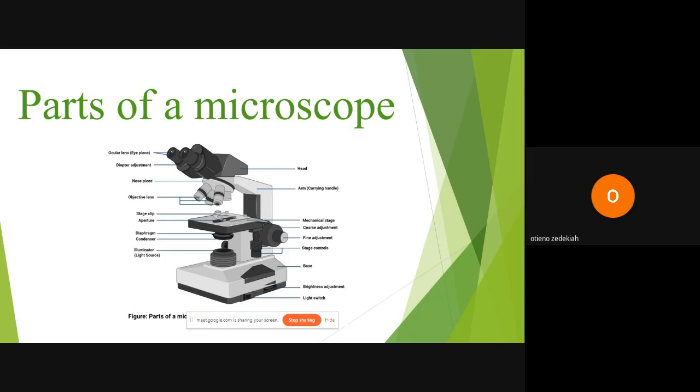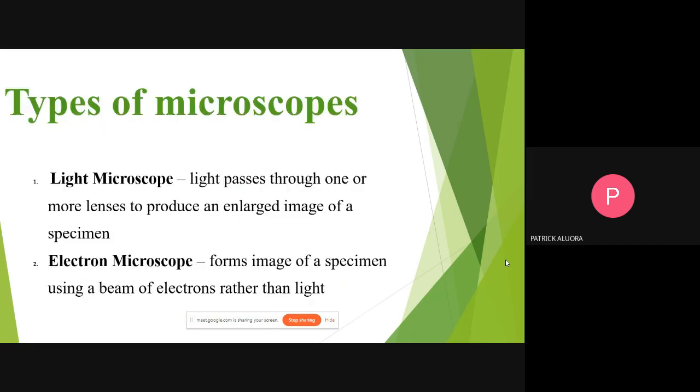Teacher, I'm having a question. Yes, please. Why is the light microscope called a light microscope? Because it uses light, unlike the electron microscope that uses a beam of electrons. So here you're using normal light. The other one, you're using a beam of electrons for you to be able to see the image. Okay?